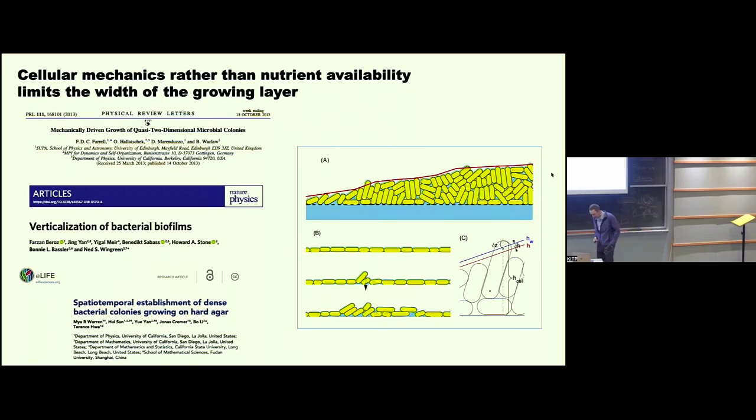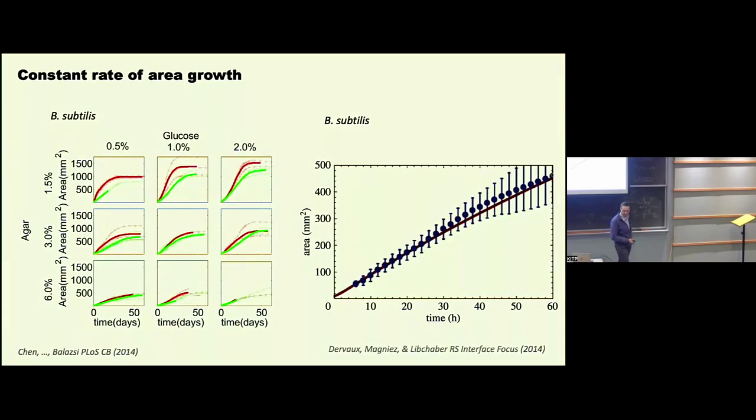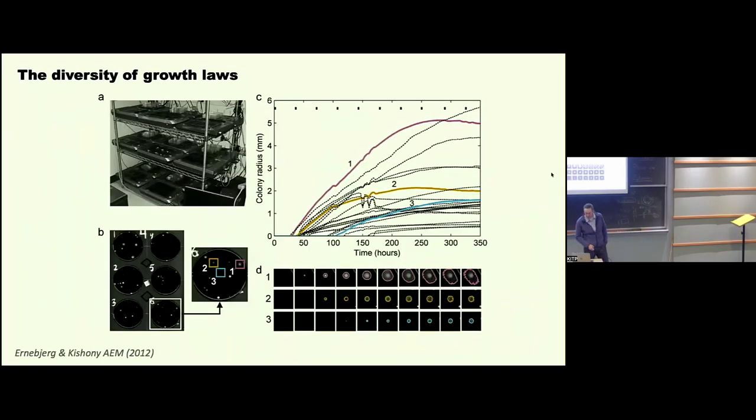Okay. So this is all great, but some organisms do not have a constant velocity. Particularly if you look at the classical lab strain of Bacillus subtilis, in a variety of settings, it is the area of the colony that increases linearly with time, meaning that the radius grows as a square root of time. All right? And then the question is, what is special? Is B. subtilis special or E. coli special?